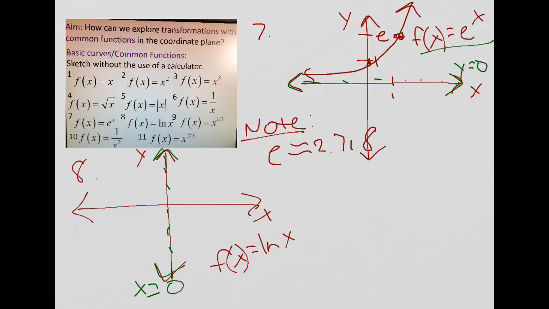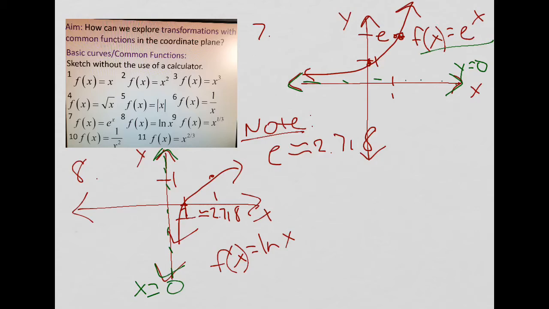Instead of (0, 1) being a point, (1, 0) is a point. Instead of (1, e) being a point, (e, 1) is a point, where e is about 2.718. So now, if I connect these, it goes towards the vertical asymptote.